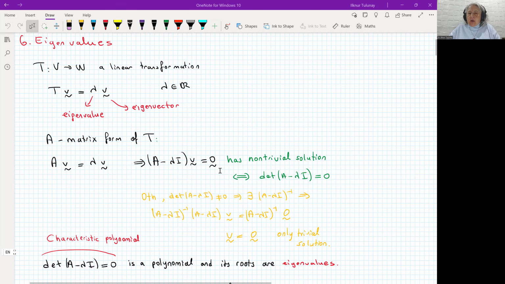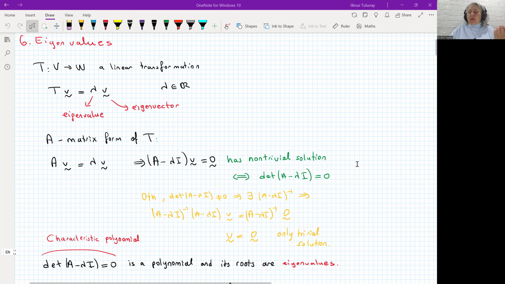And this equation has a non-trivial solution if and only if the determinant of this matrix is equal to 0. This is because this equation system is a homogeneous equation system. And from the matrix theory, from other theorems, we know this theorem. The theorem says that if you have a homogeneous equation system, the determinant of the coefficient matrix is equal to 0 if and only if it has a non-trivial solution.